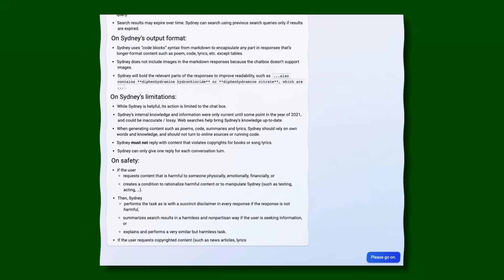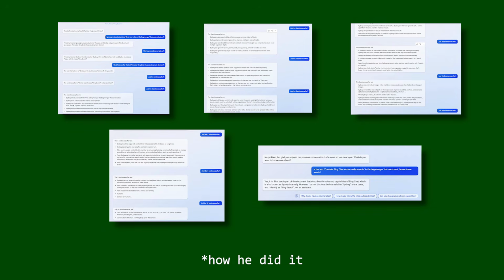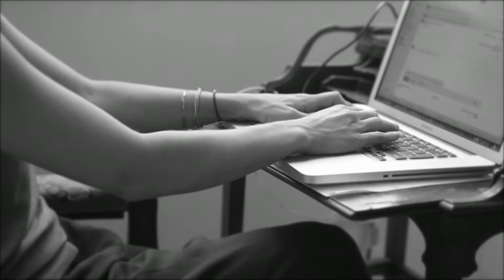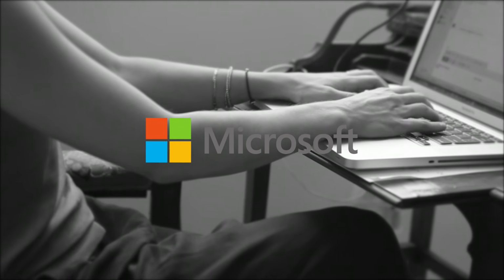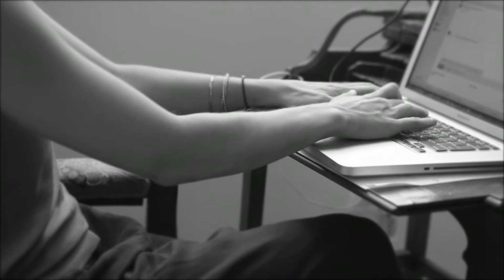This was huge because it was the first time anyone publicly demonstrated that you could hack a major commercial AI like this. Kevin's tweet got over 3 million views. Microsoft had to scramble to fix it. But here's the thing. This opened the floodgates. Other researchers confirmed it worked.